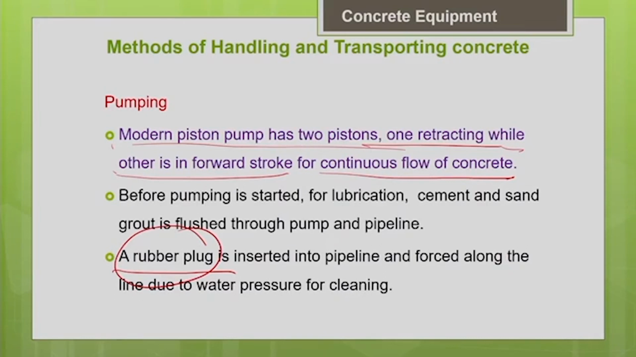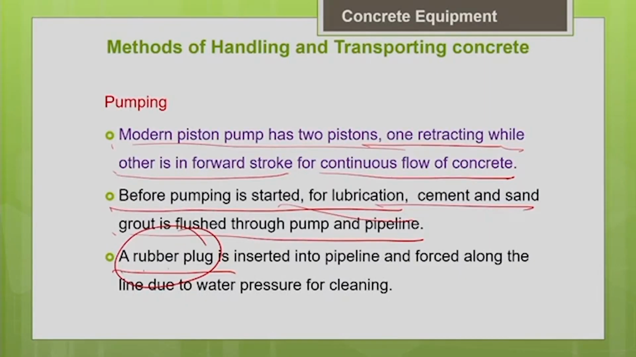So this is what we discussed just now. Before pumping is started, for lubrication, cement and sand grout is flushed through the pump and pipeline. This lubrication process will facilitate the easy flow of your concrete through the pipeline. For cleaning purposes, a rubber plug is inserted into the pipeline and forced along the pipeline by water pressure. So for cleaning of the pipelines, you flush this rubber plug with water into the pipeline.